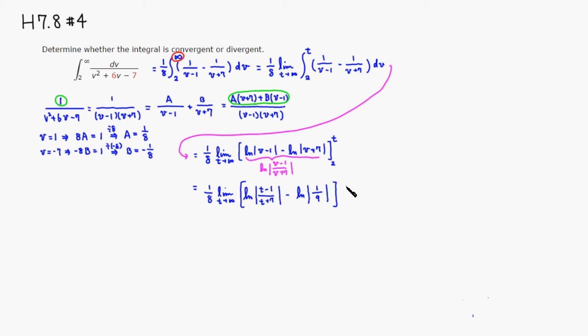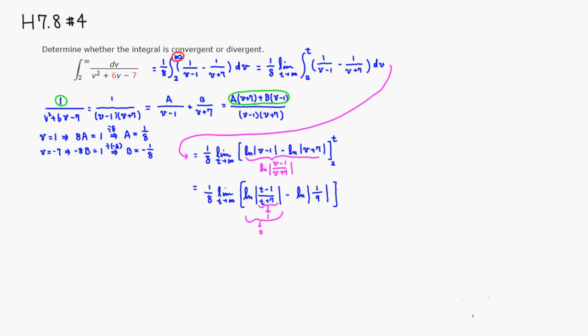As t approaches infinity, let's look at just the inside part, t minus 1 over t plus 7. Since the top has degree 1 and the bottom has degree 1, it's going to be the leading coefficient over the leading coefficient, which is 1 over 1. So this actually approaches 1 as t approaches infinity, which means the natural log of 1 is 0. So this approaches 0.